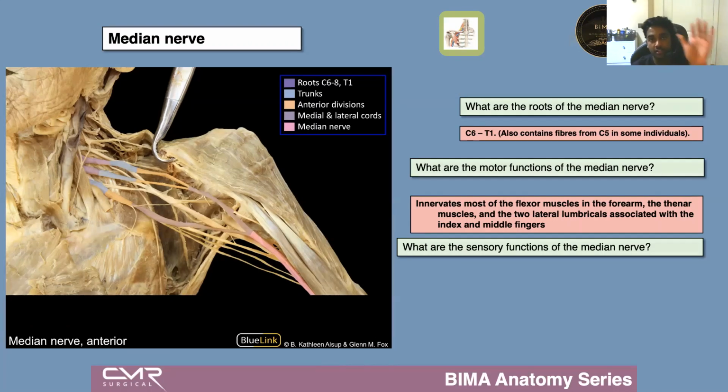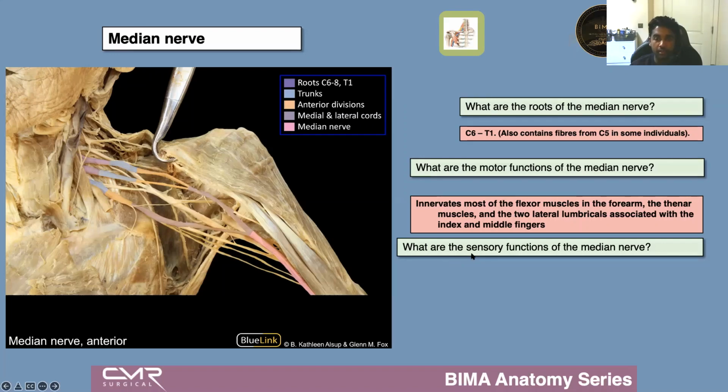The thenar muscles are these muscles in the palm. I don't know if you can see my palm; if you can't, I'll just put my hand down. Those are your thenars, and then your two lateral lumbricals are here. It's also associated with your index and middle fingers. Your lumbricals are here, so the lateral ones are here, and there's also some association with these ones as well.